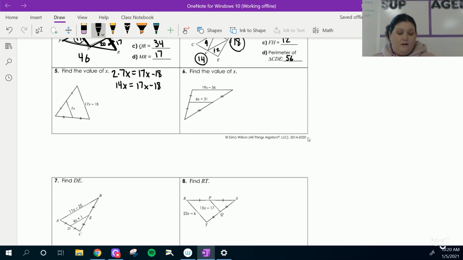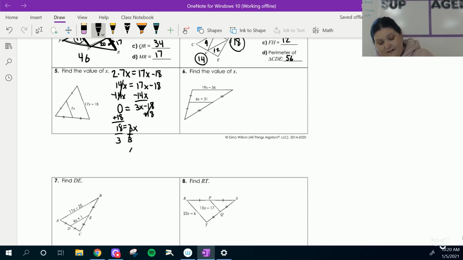So now that I did 2 times 7x and I got 14x equals 17x plus 18, I'm going to subtract 14x from both sides. So I get 0 equals 17x minus 14x is 3x minus 18. We're going to add 18 to both sides. So I get 18 equals 3x. And then we divide by 3 on both sides, and I get x equals 6. And all they wanted us to do was find x, so that is what x is.